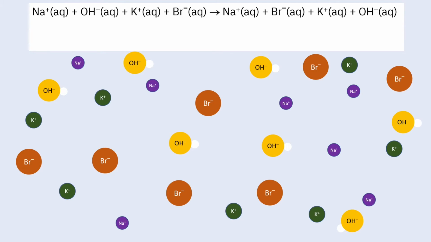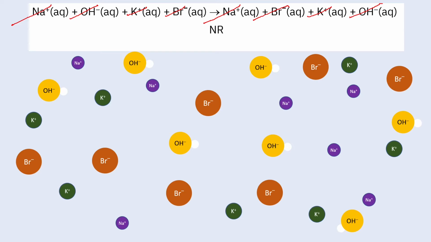If we cross out the ions that don't change, we cross out sodium, we cross out hydroxide, we cross out potassium, and we are left with nothing. We have no net ionic equation, and so instead we would write no reaction.